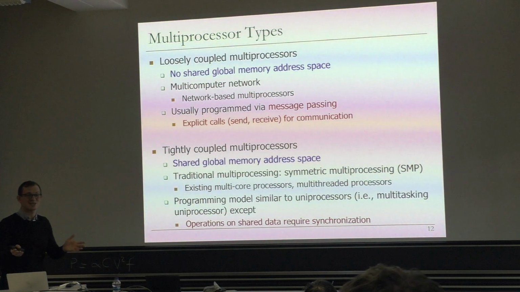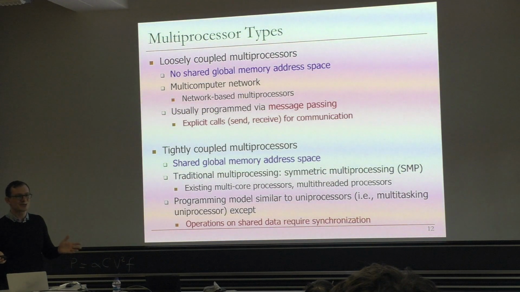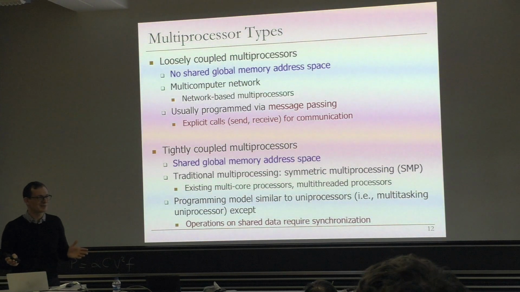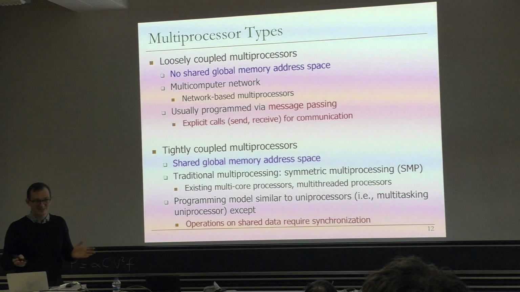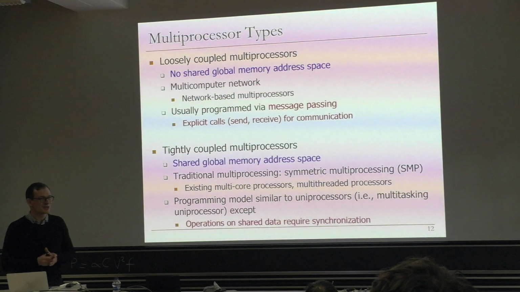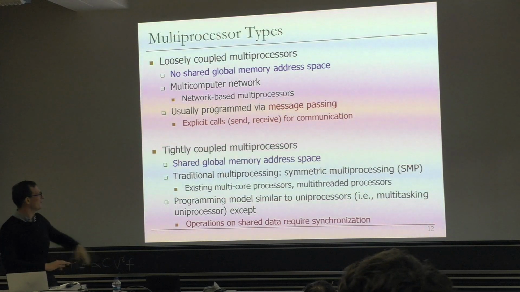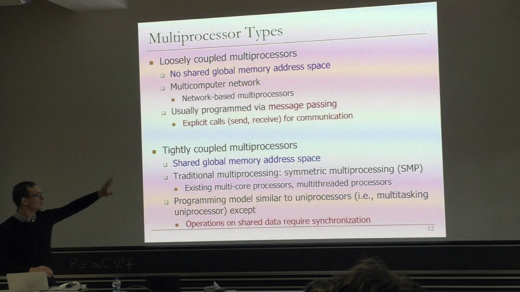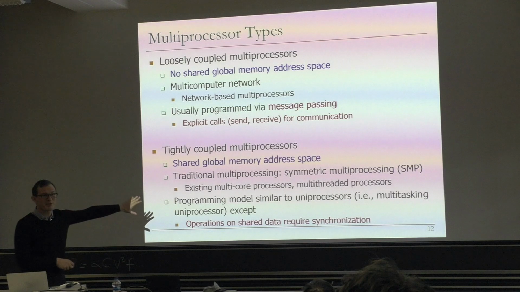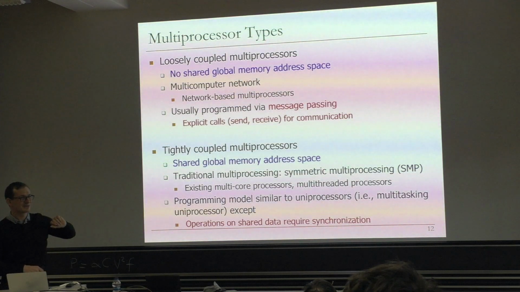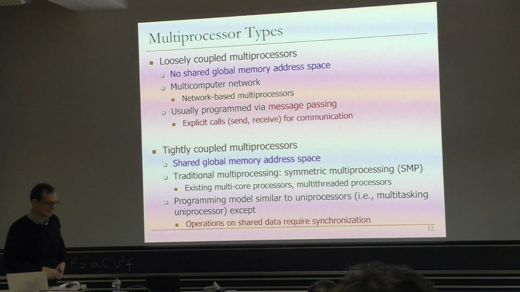Well, why would you do it, I guess? Why would you do something like this? I could imagine some cases where you may want to do something like this. Your underlying hardware multiprocessor is really a multi-computer network, but your programming model is global memory address space. Any guesses? Yes?